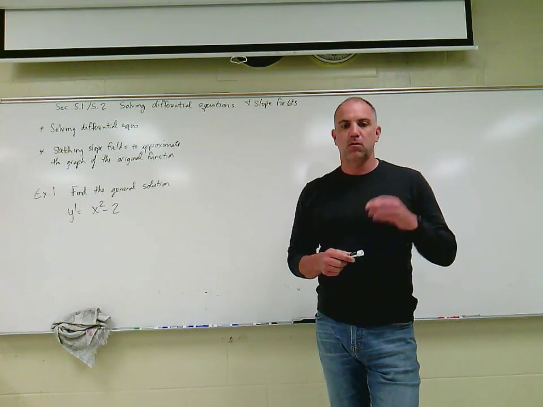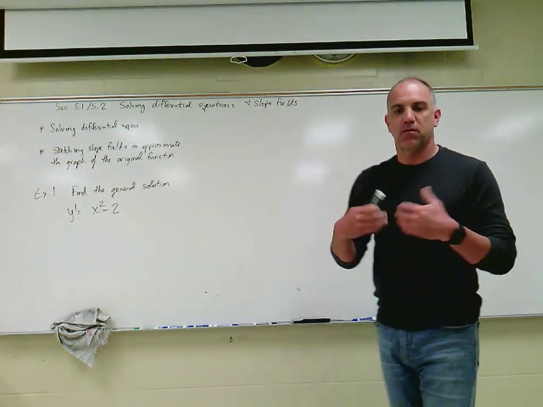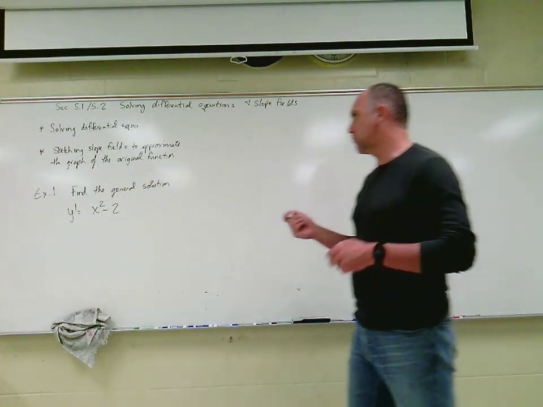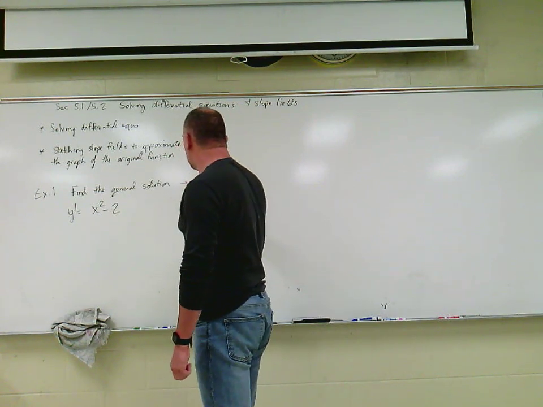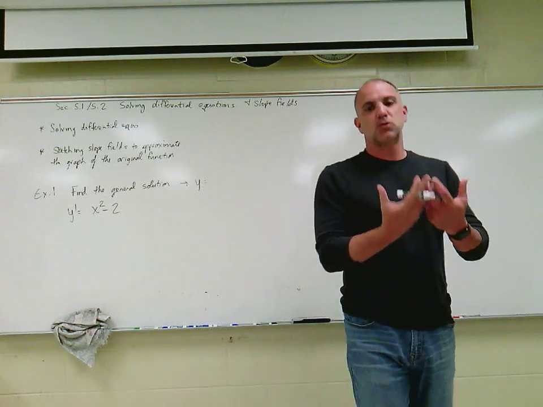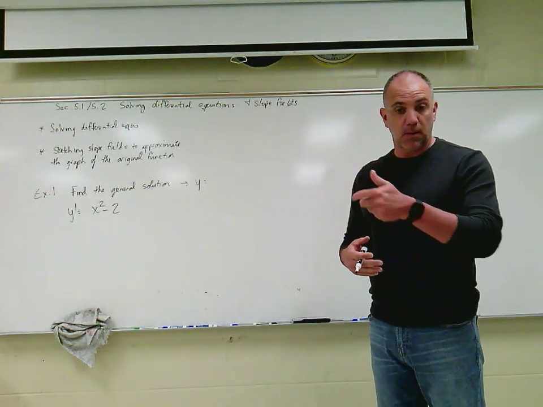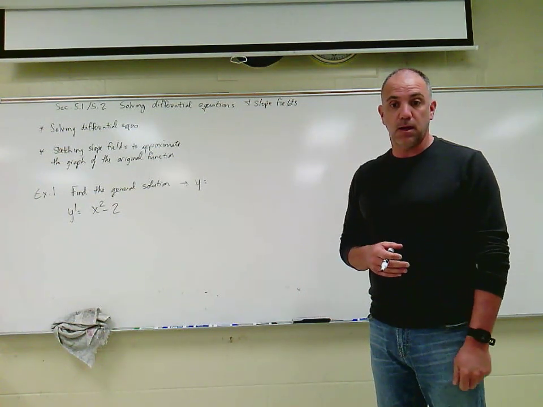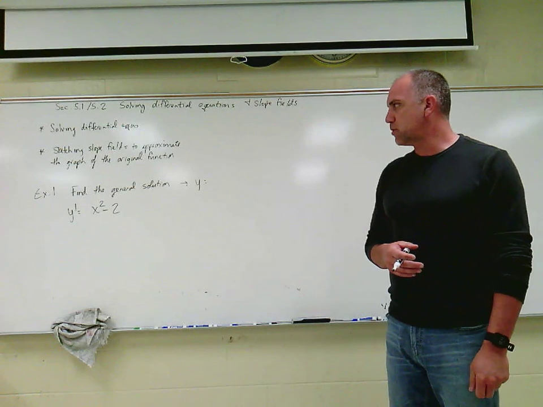Example 1, we know that y prime is x squared minus 2, and we want to find the general solution. That means we want to find what's the y equals, right? What's the y equals equation? What's the original function? So we've done a little bit of this earlier in chapter 4 when we were dealing with integration. We've done some of that.